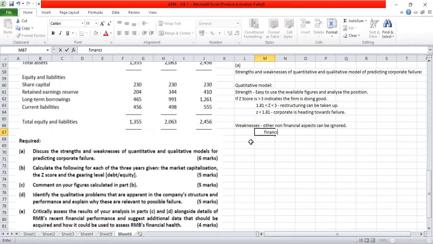So financial data may not be always reliable because manipulation is possible with that. Therefore, can we trust that completely? That is a question there. Now, if we are talking about qualitative data, anything which is other than accounting data, if we are depending on that, what's the strength of that? Strength of using qualitative data.